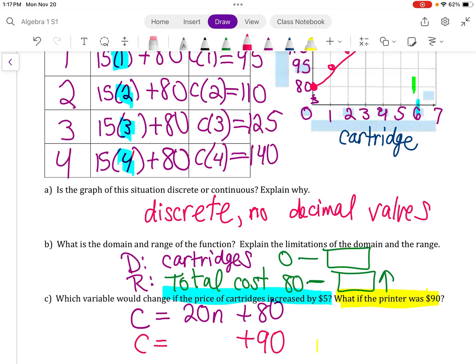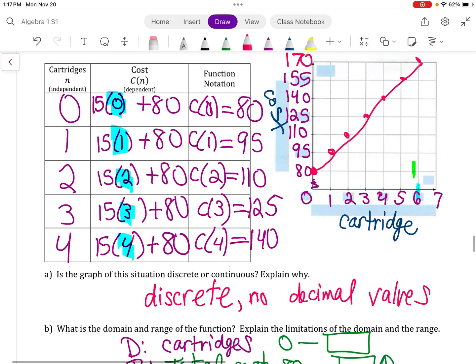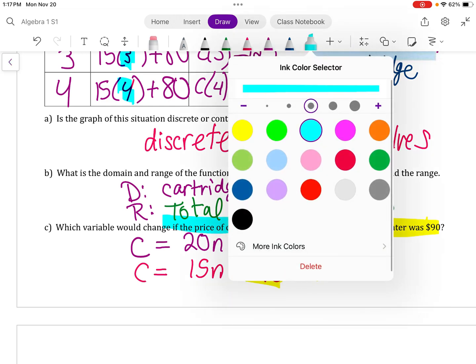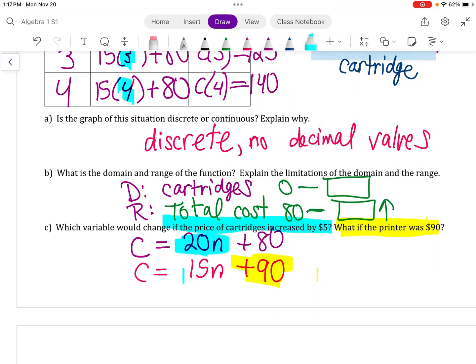So what is your starting point compared to what is your slope? Just like we've been doing before. Your starting point was 80 on here. Okay? If you change that, it would start at 90 and then you would still increase by 15. If the second number changed, that means that your slope would change. So it would increase in increments of 20.